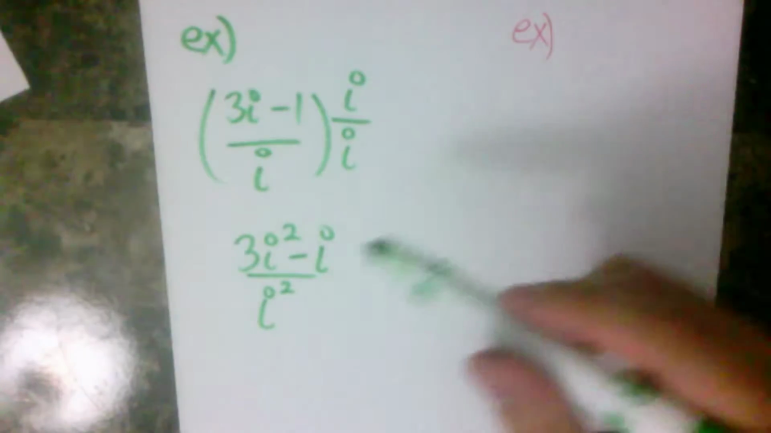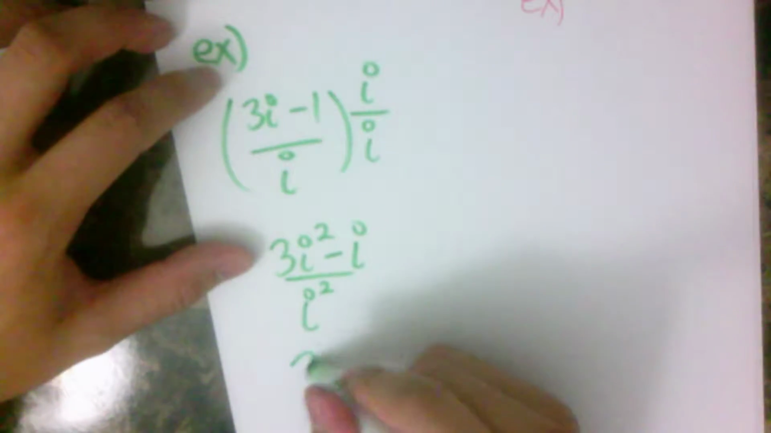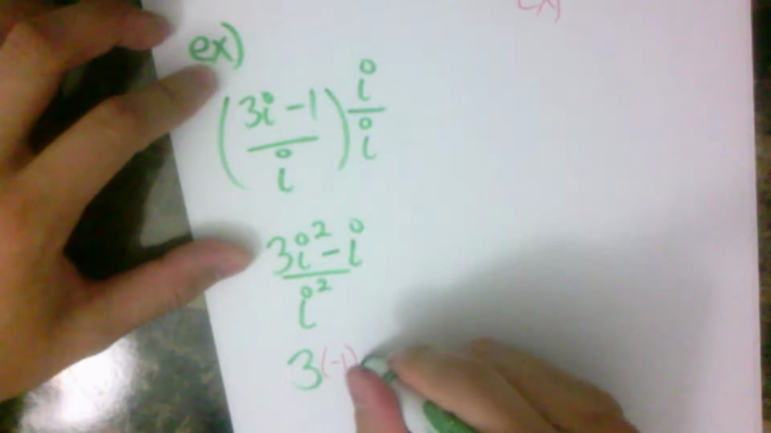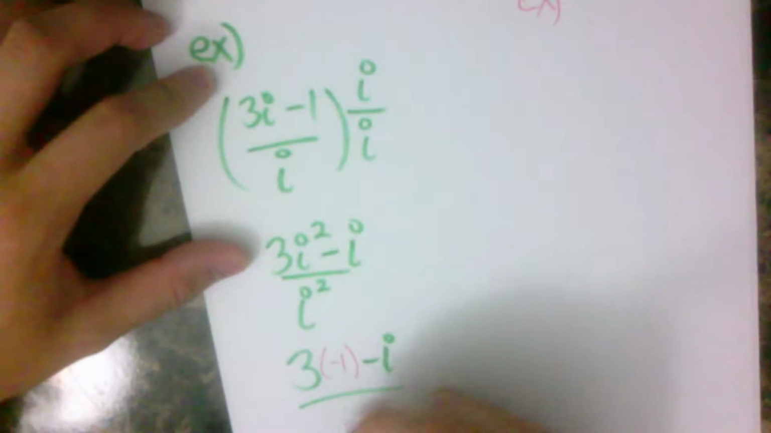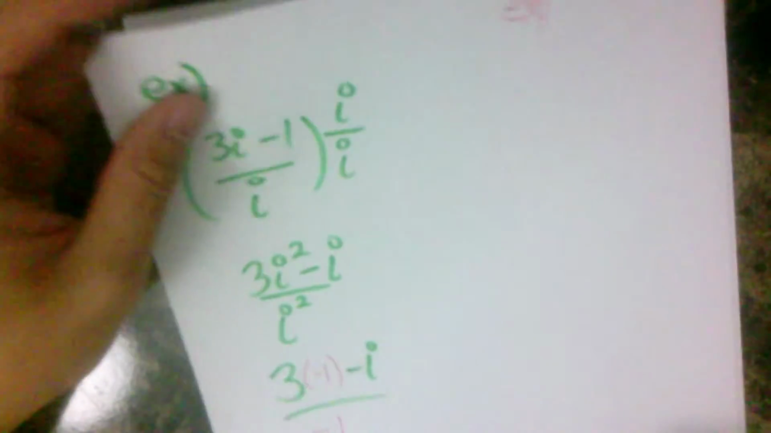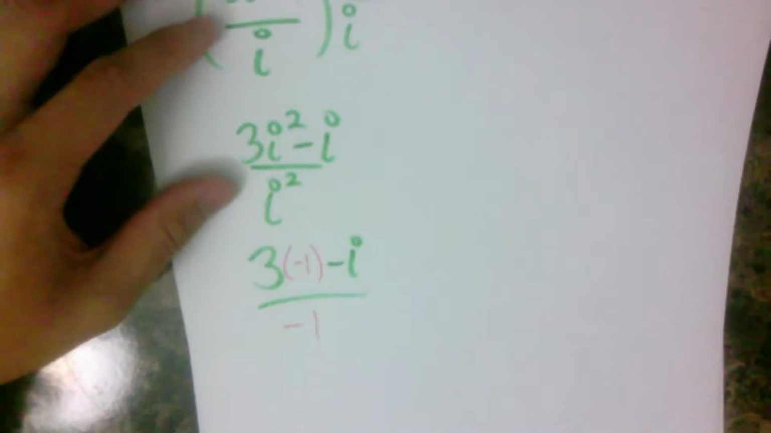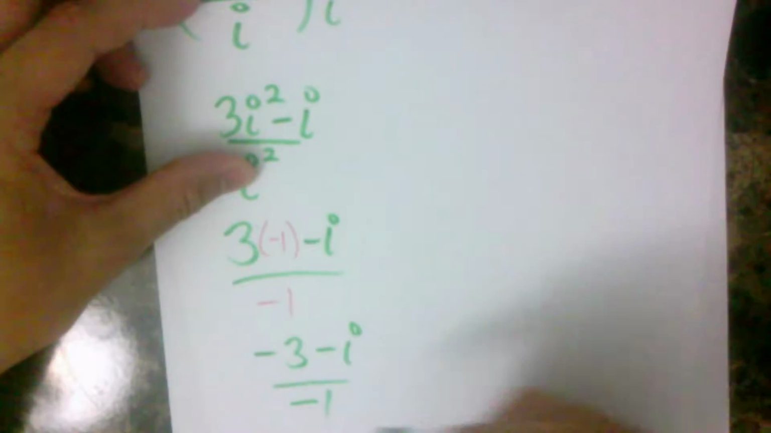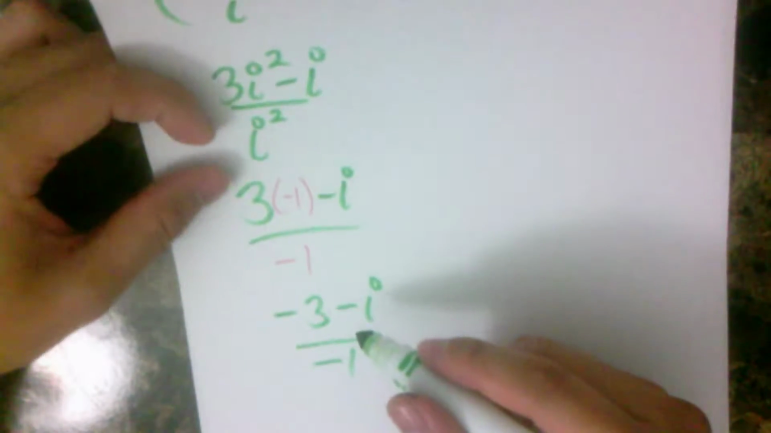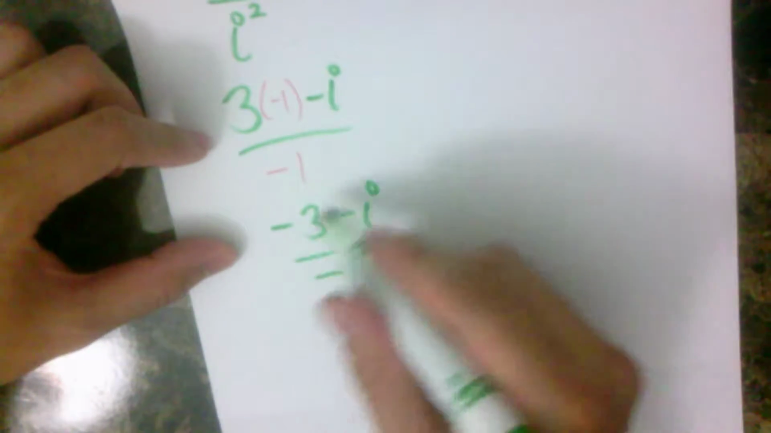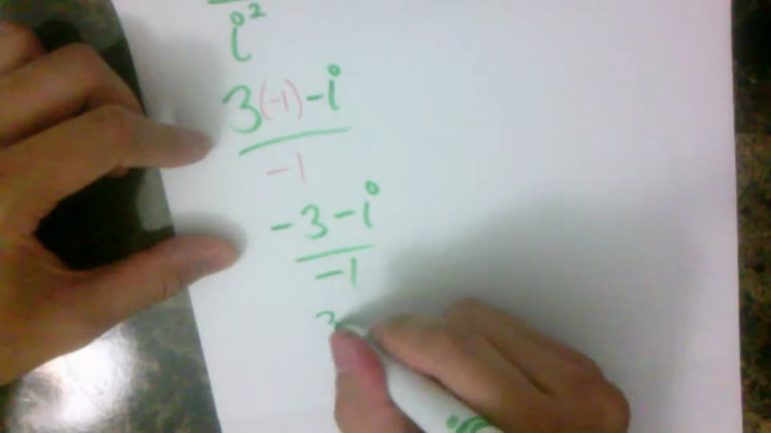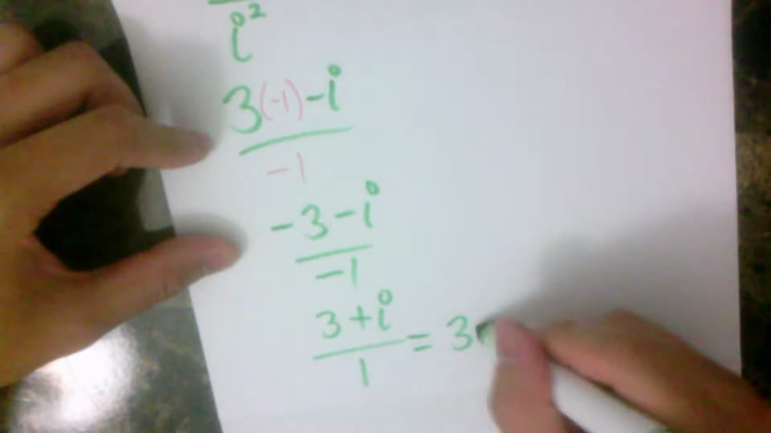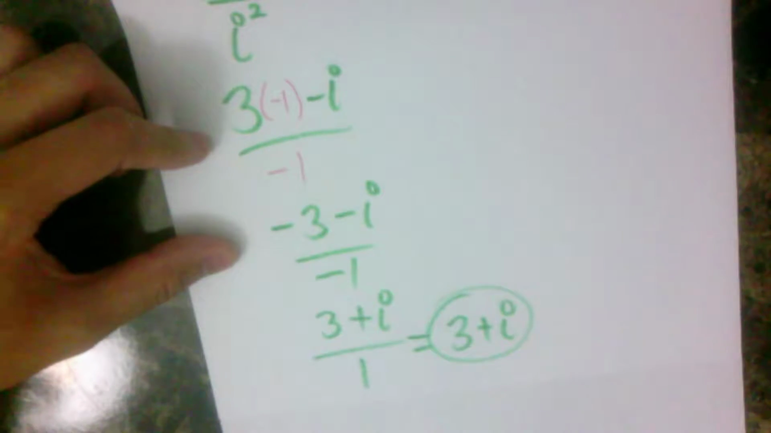So, if i squared is negative 1, I can rewrite this as 3 times negative 1 minus i all over negative 1. From here, let's go ahead and simplify. 3 times negative 1 is negative 3 minus i all over negative 1. And I would actually accept this as a final answer, but if you wanted, you could go one step further and simplify by pulling a negative 1 out of everything, and you'll get a positive 3 plus i over positive 1, or 3 plus i. And this would be your final answer.